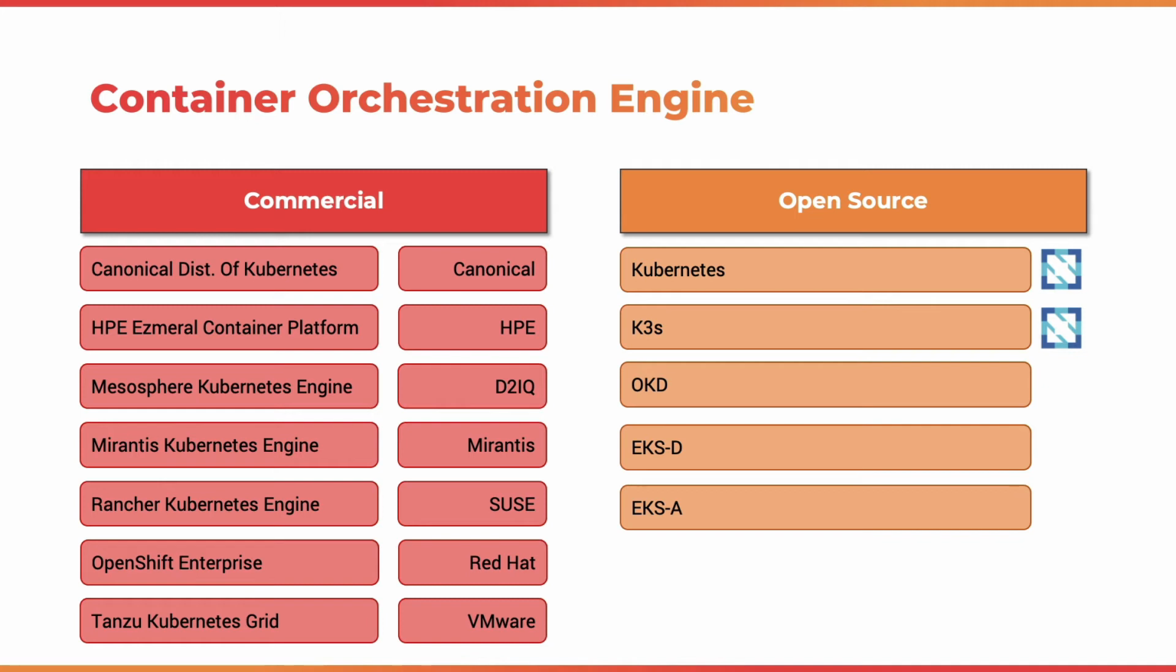You can choose EKS Anywhere and EKS Distro, which recently got open sourced by Amazon. Now they are even generally available. So you have plenty of choice to choose the right Kubernetes distribution, both in the commercial side of things as well as the open source. So that's the container orchestration engine.